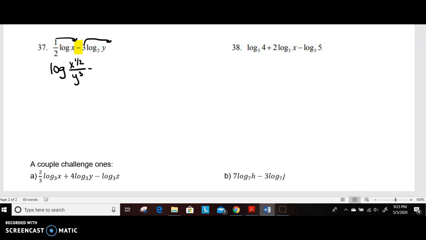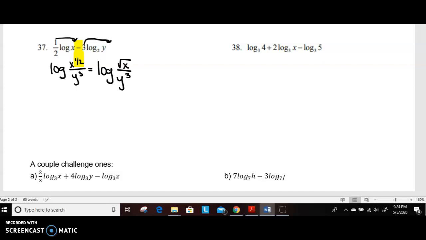Okay, and I'm going to rewrite that one more time because x to the 1/2 can actually be written as the square root if we wrote it as a radical. Okay, so that's my final solution there.